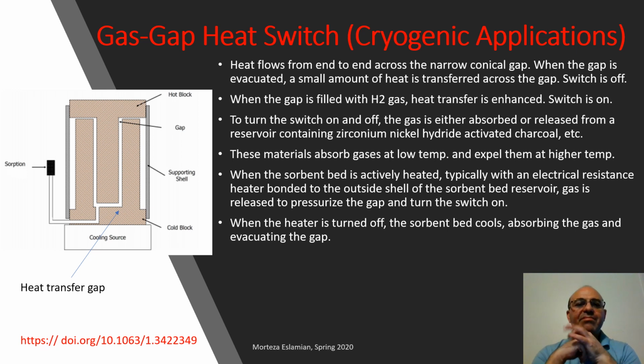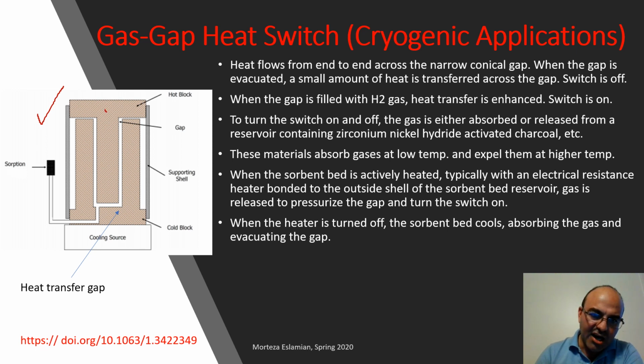This is another type of heat switch that we are going to talk about here, and this is a gas gap heat switch for cryogenic applications. For cryogenic applications, usually a cryogen like liquid nitrogen is used, so it's a precious liquid, so it has to be used only when it's needed. So the use of a switch is important. So how does it work? Let's look at the schematic.